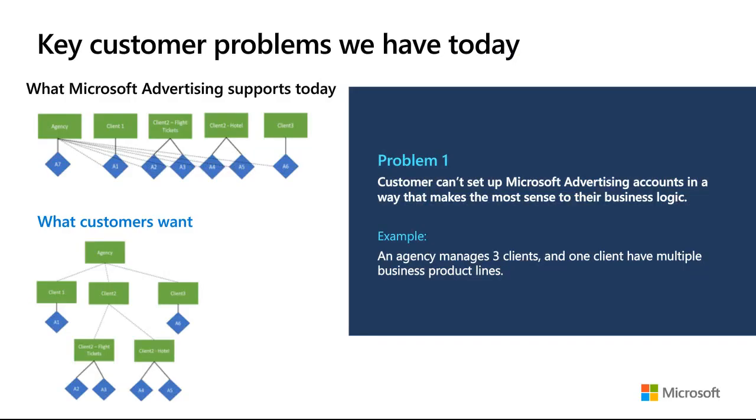So before I talk about the detailed functionalities, I want to first talk about the problem we want to solve. The first problem is customer cannot set up Microsoft advertising accounts in the way that makes most sense to their business logic. For example, if agency manage multiple clients and each client may have multiple accounts, so in that case, agency need to build maybe hundreds of the linking relationship with every account under each client. So that builds a flat structure, and this flat structure cannot really reflect your real business logic and make it hard for agency to manage large scope of accounts.